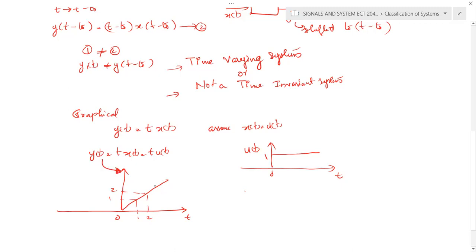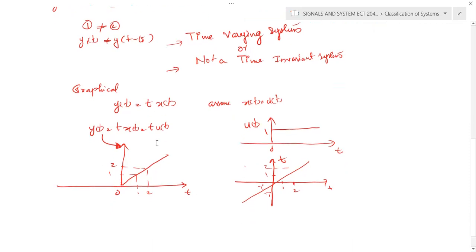Okay, t into u of t, because the signal t simply means if the time axis is 1, the signal amplitude is 1. If time axis is 2, signal amplitude is 2. If time axis is -1, signal amplitude is -1. So you'll get a straight line passing through the origin with slope 1. And t into u of t means you will get a signal only on the right side. Okay, that's the difference. This is t, this is u of t, and this is t into u of t.